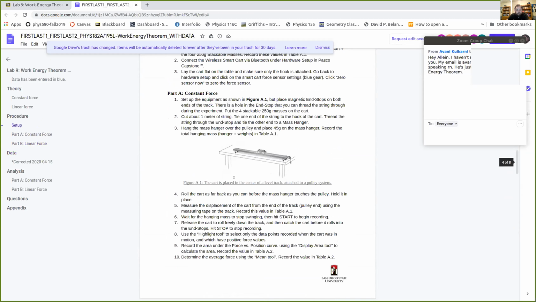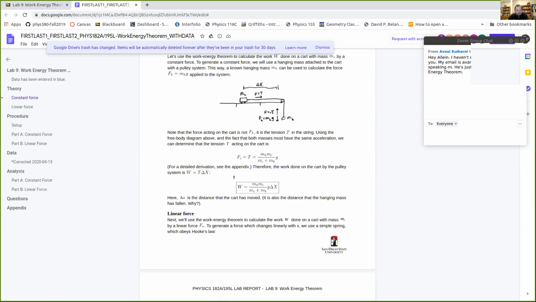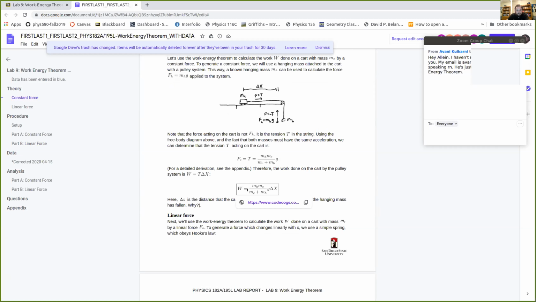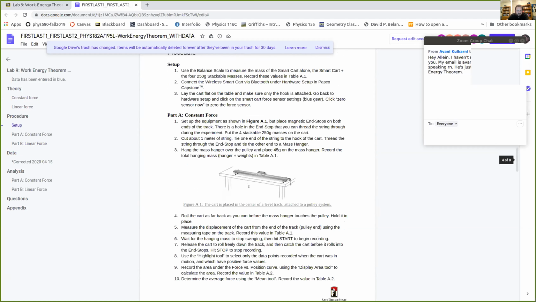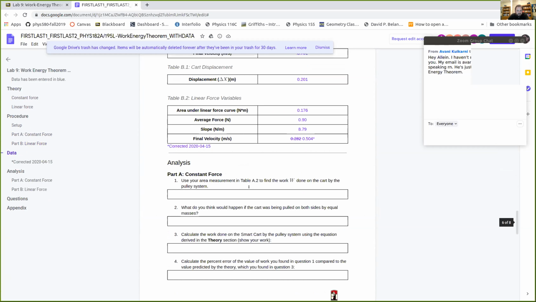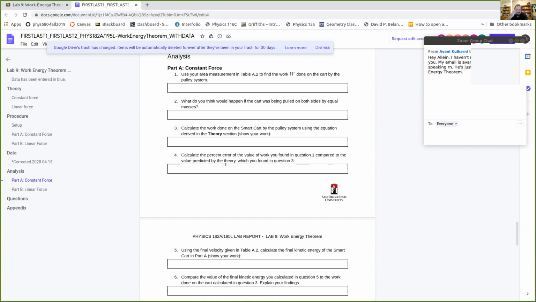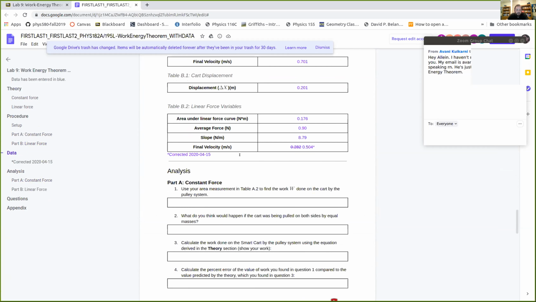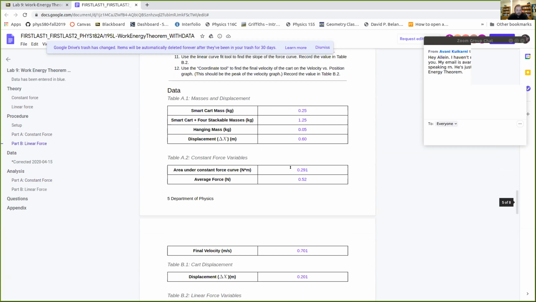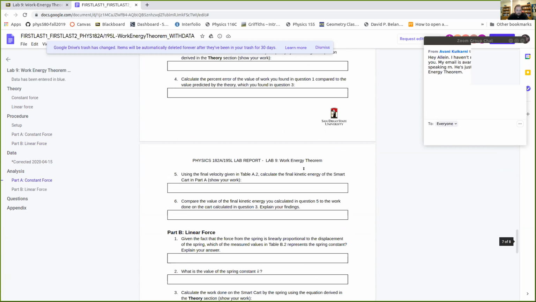That's up here somewhere. I think they have it in here too. Yeah, right here. So this one, which was the tension times delta x, the tension that we calculated right there. That's the one that I want you to use for the second part of part A here. So calculate the work done. Yes, there it is. Calculate the percent error of the work value you found in question 1 compared to the value predicted by the theory, which you found in question 3. So basically, they're having you compare the one you calculated versus this area value right up here, right? Then it says calculate your final kinetic energy, and then do another comparison.